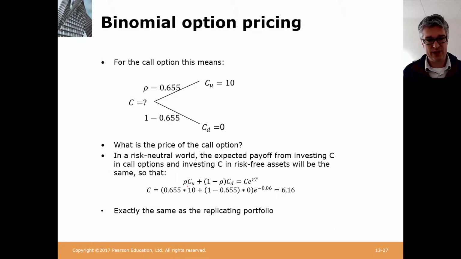Well, simply take the risk-neutral probability times the call price when it goes up, plus 1 minus the risk-neutral probability times the call price when it goes down, so 0. That should be equal to investing just this amount C in the risk-free asset. And then if I calculate that, I get a value of 6.16, which is exactly the same as what we calculated before when we used the replicating portfolio approach.